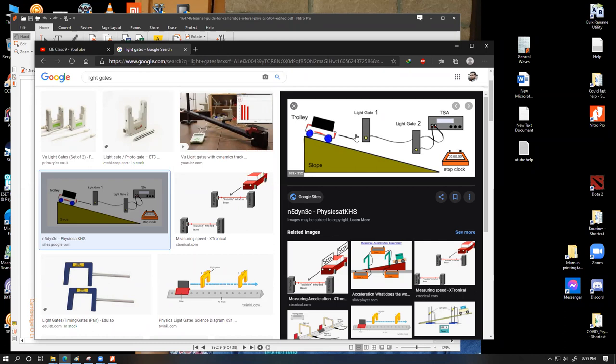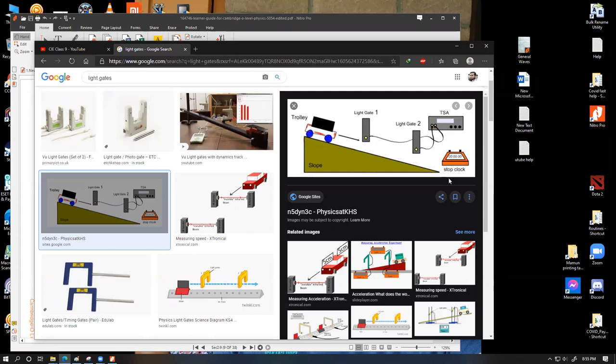When this card enters light gate 1 and then comes out, and initially it will enter light gate 2, it can also give you a measurement of how much time the trolley takes to travel from light gate 1 to light gate 2. That measurement is also available from this computerized device. So it can give you two sets of data: the duration for which the light was blocked at a single light gate position, and the difference of time between multiple light gates as well.